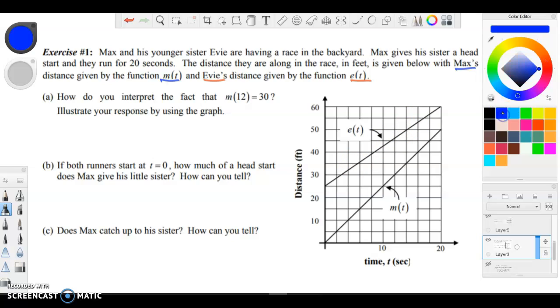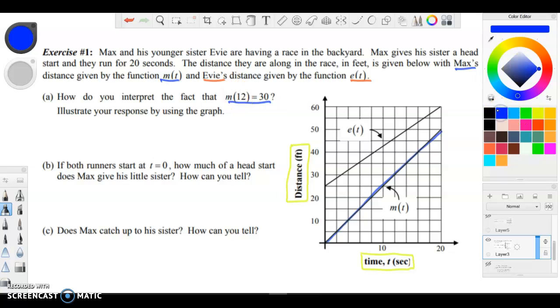So first things first, they give us in function notation that m of 12 is equal to 30, and they want to know how we interpret this. So m is going to be this line right here, and when I go to interpret something like this, I notice that they gave me two numbers to correspond to our two units here. Anytime I'm given function notation like this, one of these is corresponding to a distance and the other is corresponding to the time. So we'll use a little bit of common sense to figure it out.